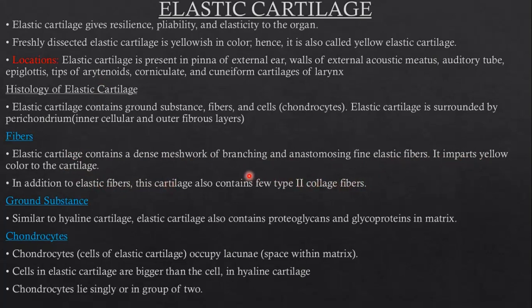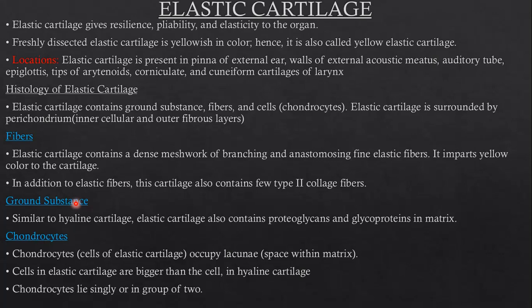So ground substance is similar to hyaline cartilage. In fact, to make your work easier, elastic cartilage is just like hyaline cartilage, to which we have added elastic fibers. But remember, elastic fibers will have a difference in their refractive index. It is different to that of the ground substance.